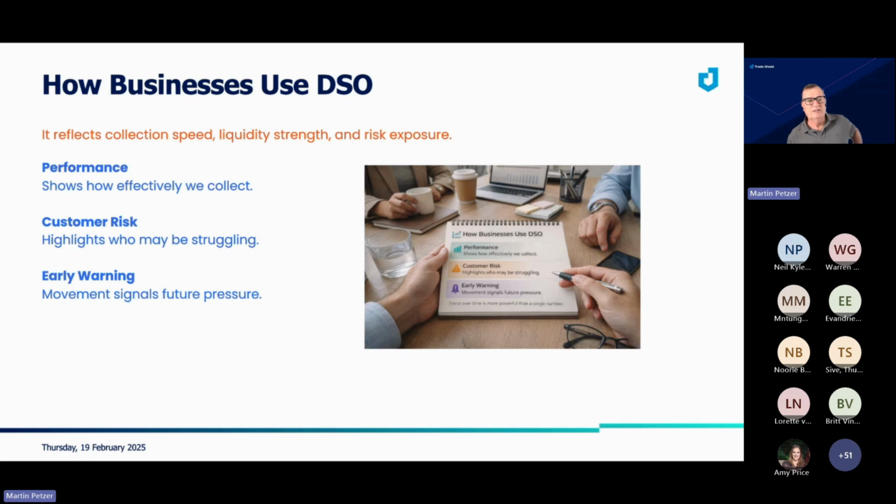Early warnings, movement signals future pressure. We've just spoken about it. When you start seeing those movements inside your debtors ledger, and it's always good to calculate the DSO on debtor level, and TradeShield does that for you. Not the DSO, it is a weighted average, but it's very similar. So it also gives you a good indication when there are changes taking place.